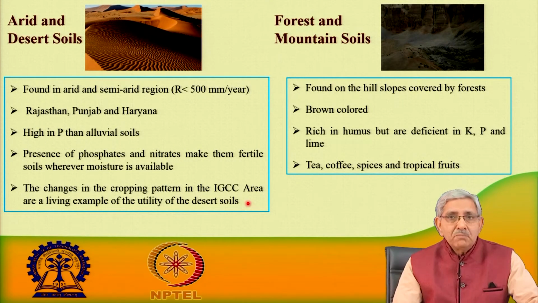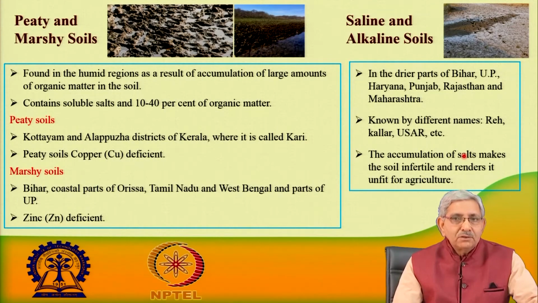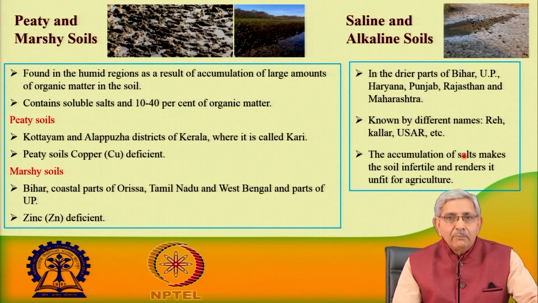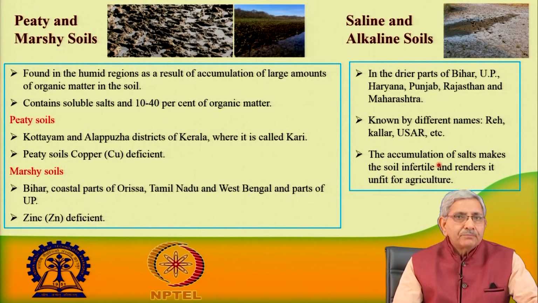So, forest and mountain soils, as the name says, these regions fall in your hilly slopes, and such soils are brown in color, and coffee, tea and tropical fruits are being grown. Once we analyze their physical properties and chemical properties, accordingly irrigation water as well as certain amendments in the soil can be made, and then it can be made productive.